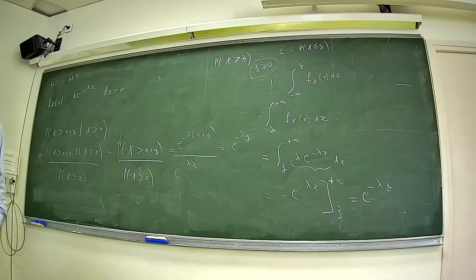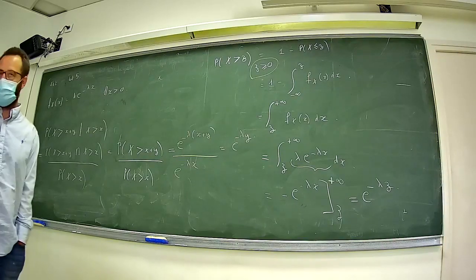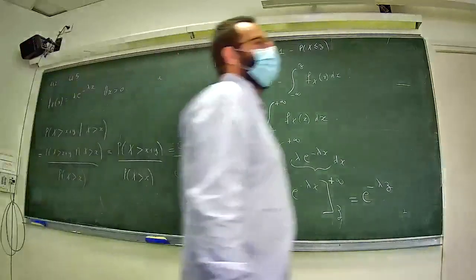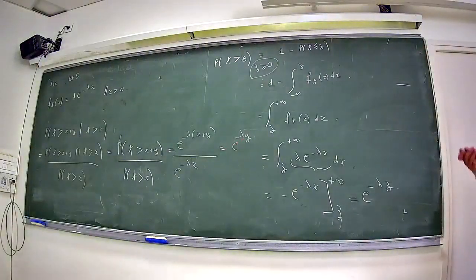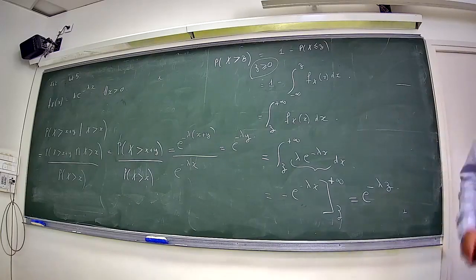Another way would be to replace this x here by y. It works also. Let's do this. And I see that my exponential fulfills the same type of property as the one fulfilled by the geometric in the discrete case. That is, the probability to be greater than x plus y, knowing that I am greater than x, is just the probability that I am greater than y.